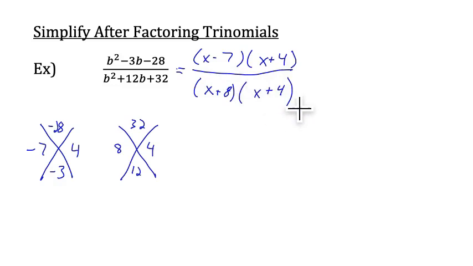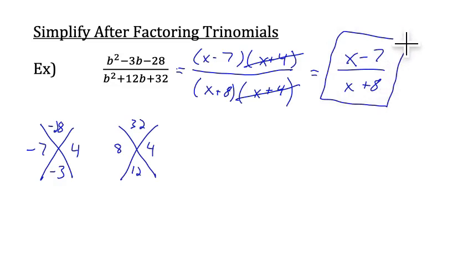And lo and behold, notice we now have a common factor in the numerator and the denominator. X plus 4 divided by x plus 4 equals 1, leaving us with x minus 7 over x plus 8. Well, we have addition and subtraction signs separating the x and the 7 and the x and the 8. So we are not allowed to cancel those x's. So we are done simplifying.